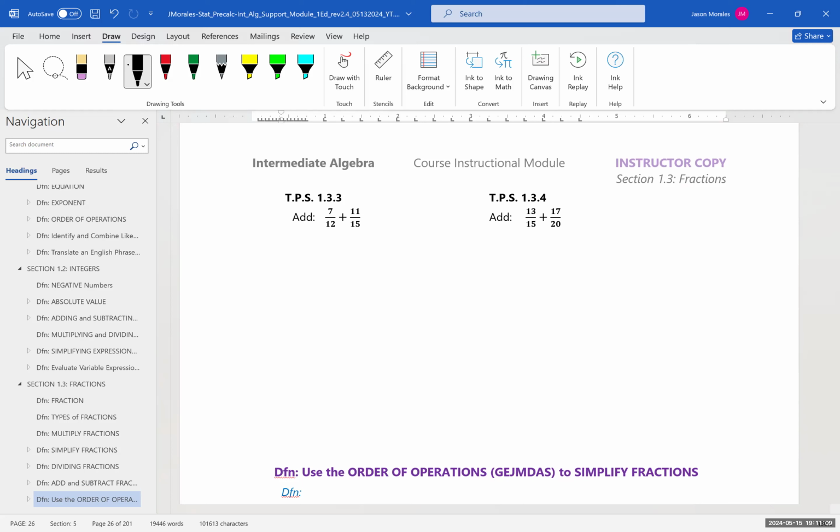Okay, so we want to add these two fractions together. And so notice right away that the denominators are different. So we have to come up with a least common multiple of 12 and 15. So let's do the least common multiple of 12 and 15. So we're going to do a factor tree of 12 and a factor tree of 15. So 12 is 2 times 6 and 2 times 3. And 15, 2 doesn't divide it, but 3 does.